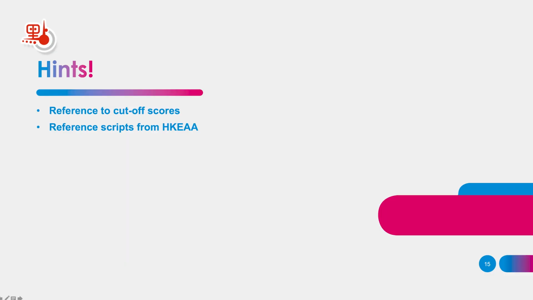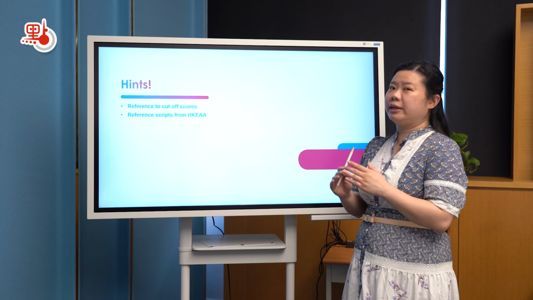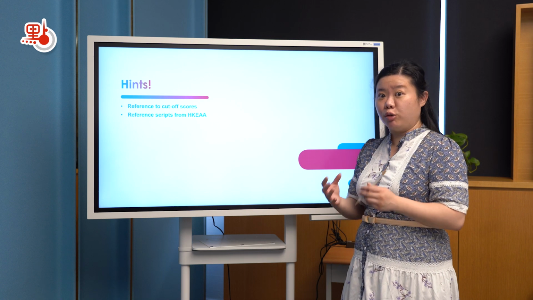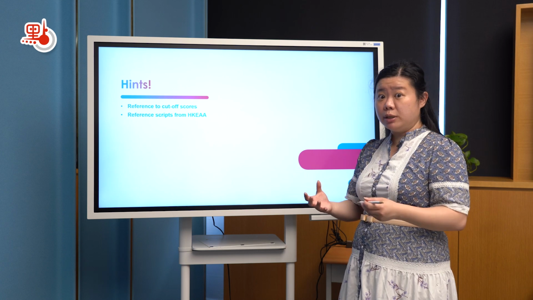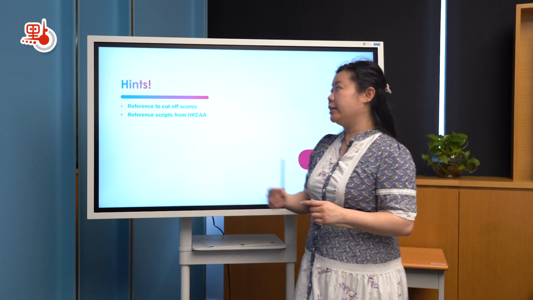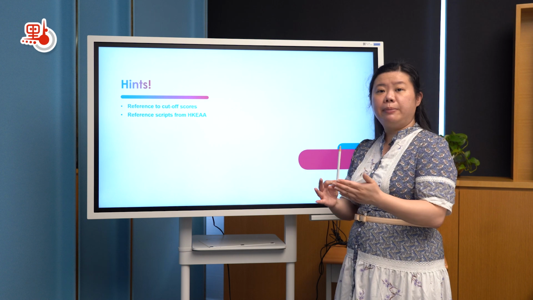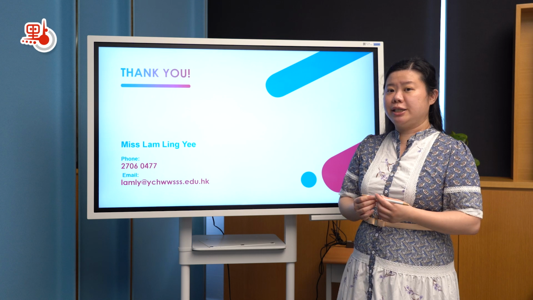Hints, okay, very important. You can always check the cutoff scores online. It's everywhere. Don't read it as a Bible. It's not something you should trust heavily, but it's a reference that you can always look at to see how well you are doing at the moment. And another thing is you can look at the reference script from HKEA as well to see how they score the paper. So that's all from me today.